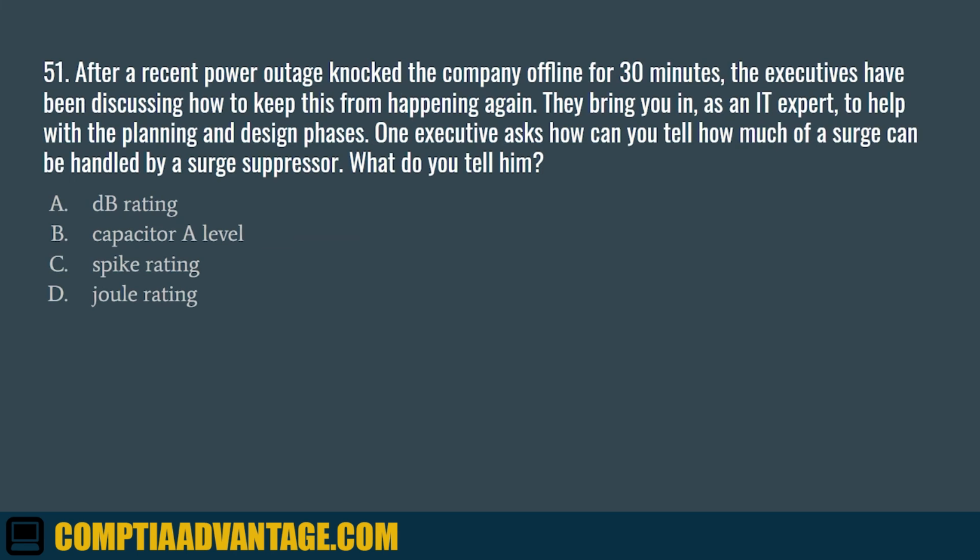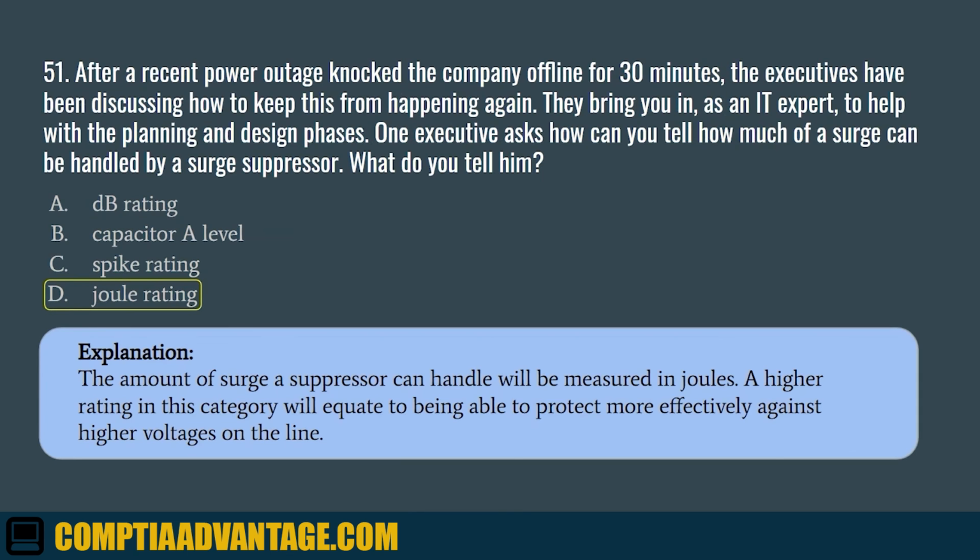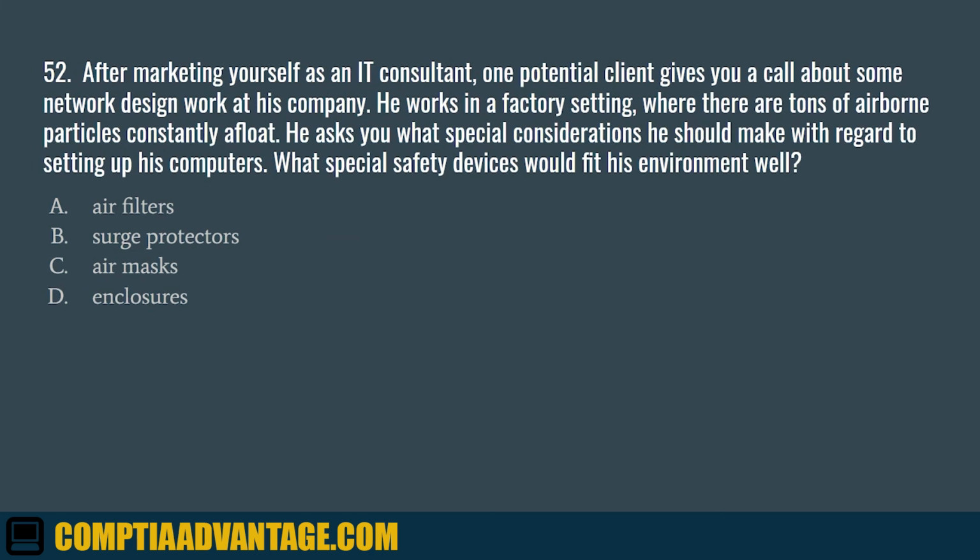A. dB rating, B. Capacitor A level, C. Spike rating, D. Joule rating. The correct answer is D. Joule rating. The amount of surge a suppressor can handle will be measured in joules. A higher rating in this category will equate to being able to protect more effectively against higher voltages on the line.